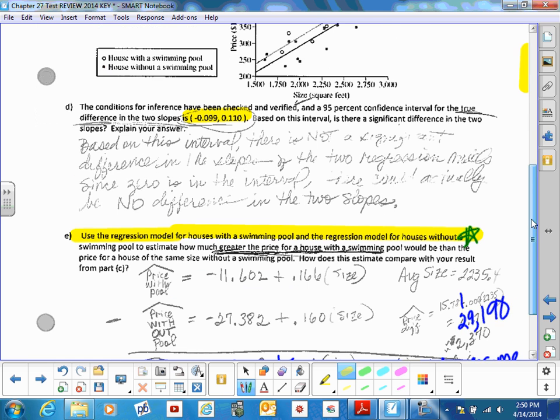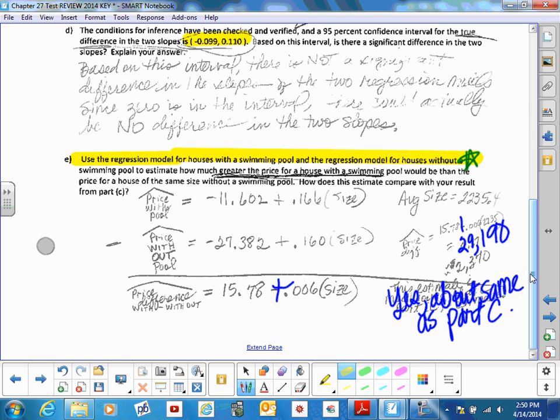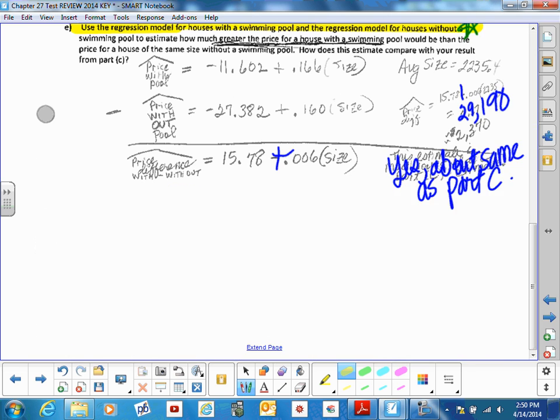Now, look at part E. Again, it says, use the regression model. So that's the equation for the houses with a swimming pool and the regression model for the ones without. So use those two red starred equations. Now the answer key, I accidentally messed up when I subtracted. This is supposed to be a plus 0.006.